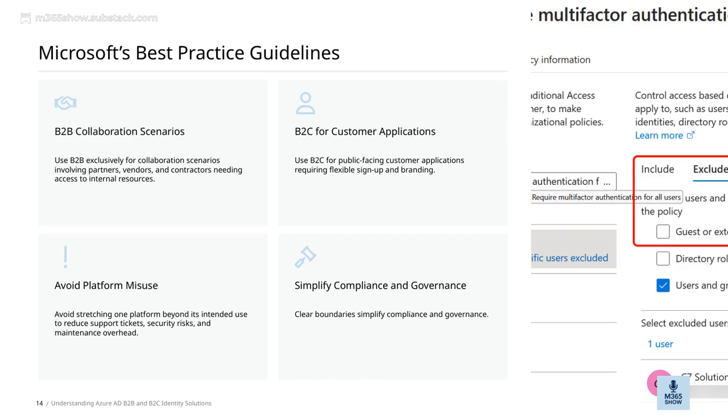Now, when it comes to B2C, think of it as the ideal choice for public-facing customer applications. B2C offers the flexibility needed for user sign-up, branding, and customization, making it perfect for customer engagement. On the other hand, B2B is designed specifically for collaboration scenarios. It's best used when working with partners, vendors, or contractors who need access to internal resources. By clearly defining these use cases, we ensure that each platform is used appropriately, which ultimately supports a more secure and manageable environment. Connecting these points to our overall theme, understanding these distinctions helps us build a more secure, compliant, and efficient identity management strategy.